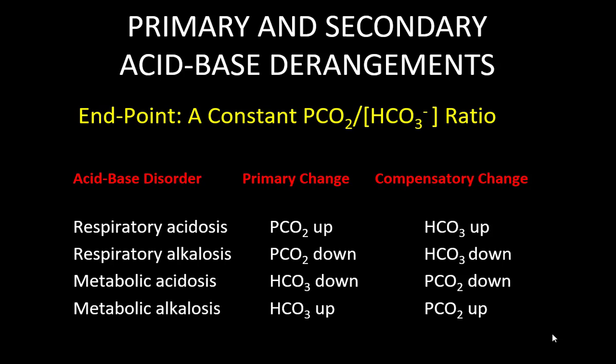So if we look at all the four disorders: respiratory acidosis, PCO2 is up, bicarb is up. That is why pH is changing. Respiratory alkalosis, PCO2 is down, bicarb is down. That is why pH is going up. Metabolic acidosis, bicarb is down, PCO2 is down. Metabolic alkalosis, bicarb is up, PCO2 is up.